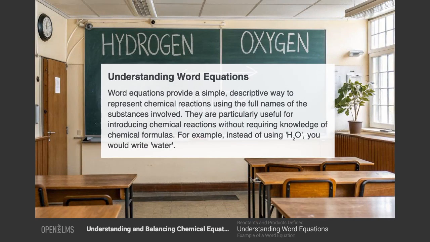Understanding word equations. Word equations provide a simple, descriptive way to represent chemical reactions using the full names of the substances involved. They are particularly useful for introducing chemical reactions without requiring knowledge of chemical formulas. For example, instead of using H2O, you would write water.